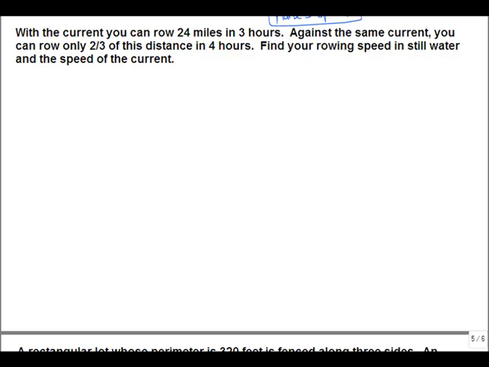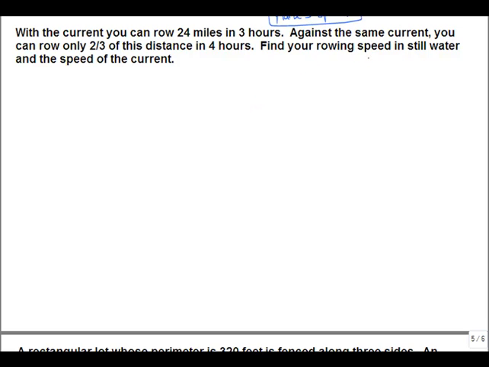Okay, this next example is very similar to the last one, but instead of planes going with the wind and against the wind, we have a boat rowing with the current and against the current. So if we read the question carefully, we see that with the current, you can row 24 miles in 3 hours, and against the same current, you can row only 2/3 of this distance in 4 hours. Find your rowing speed in still water and the speed of the current. So let's start by defining our variables.